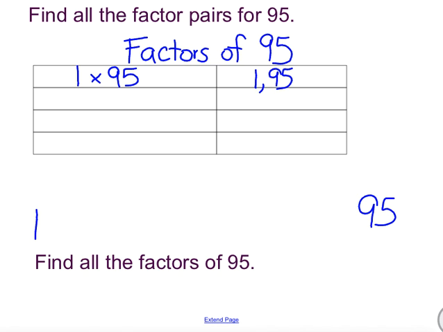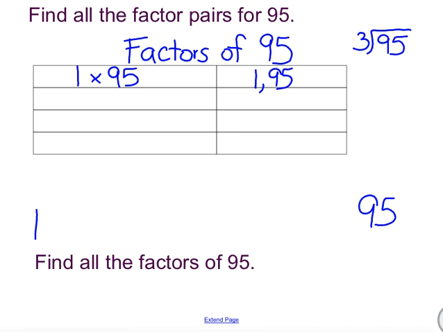So I move on to the number 3. Now I say to myself, I know 3 goes into 9, right? But 3 doesn't go into 5. But guess what? I'm not entirely sure. So when in doubt, divide. So I will take 95 and divide it by 3. Now remember, if we get a remainder, then 3 is not a factor. It has to go in perfectly evenly. So let's do the division.